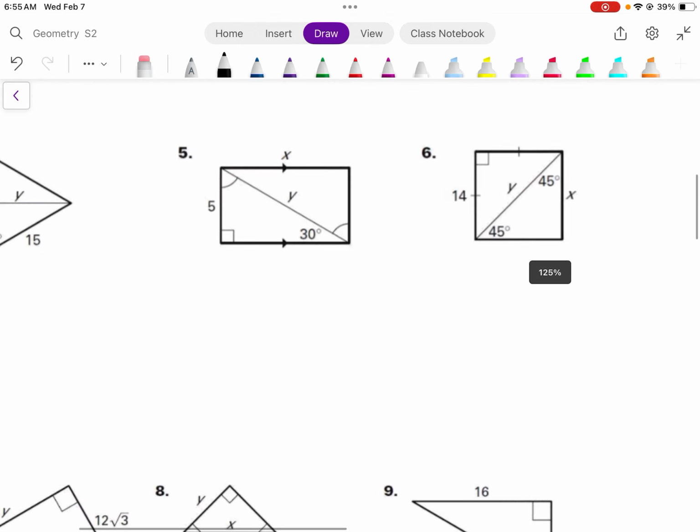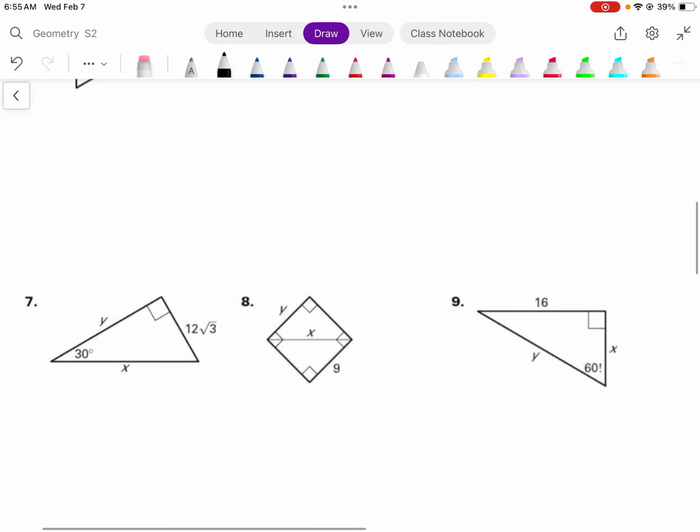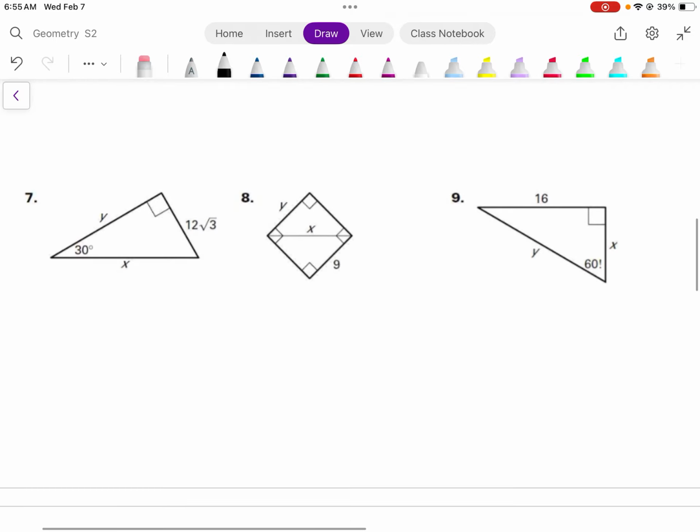And sometimes they're going to have multiple triangles together, so just try your best. And then when I am back on Friday, we can go over questions.